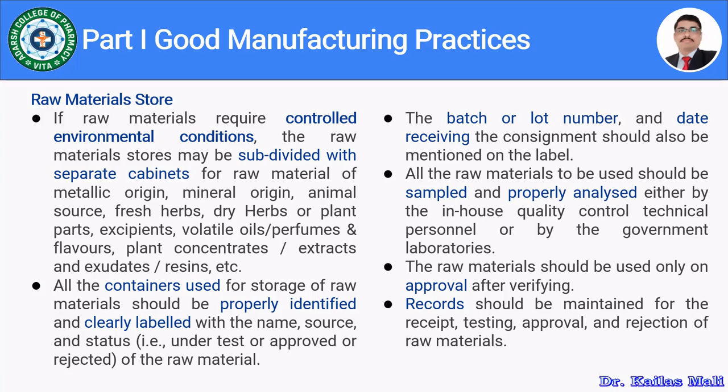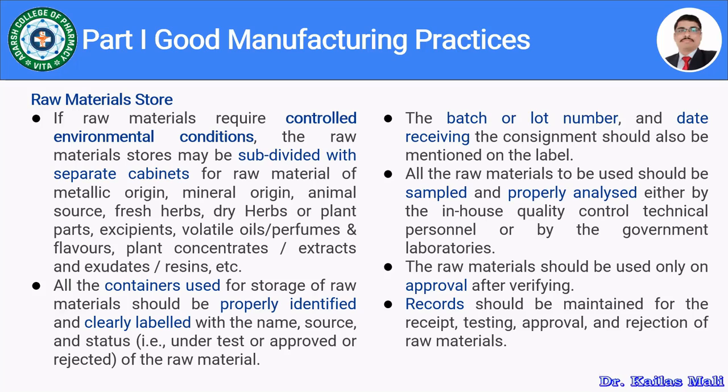The batch or lot number and date of receiving the consignment should also be mentioned on the label. Whatever label is assigned to the raw material container should comprise the batch or lot number, and the date of receiving of the consignment should be mentioned.